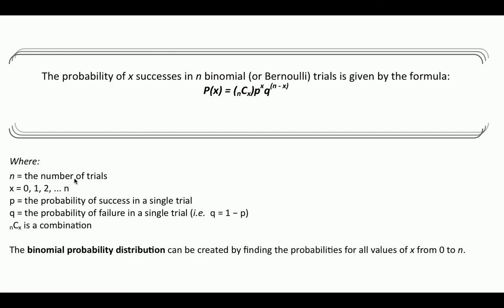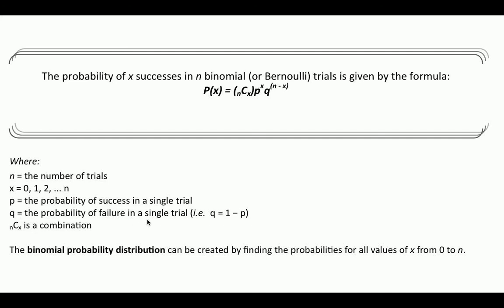n is of course the number of trials, and x can be 0, 1, 2, 3, 4, all the way up to n. And x is the number of successes. So if you want the probability of 3 successes, then x would equal 3. If you want the probability of no successes, so all failures, then x would equal 0. And in a distribution where we're looking at every single possible different outcome, then x would take on all of these values. p is the probability of success in a single trial.